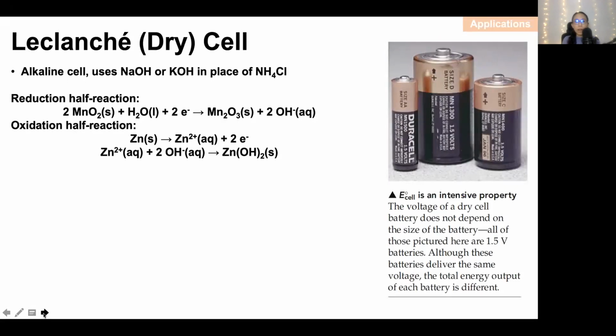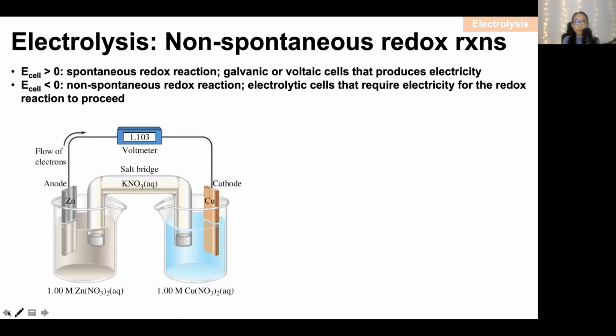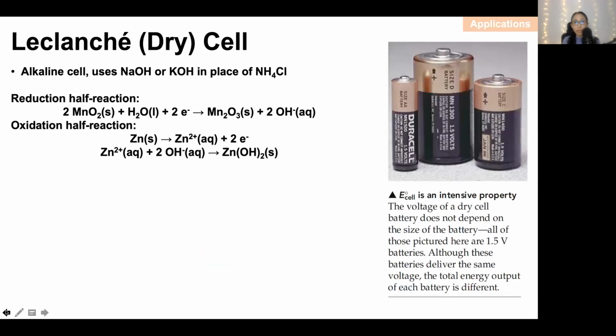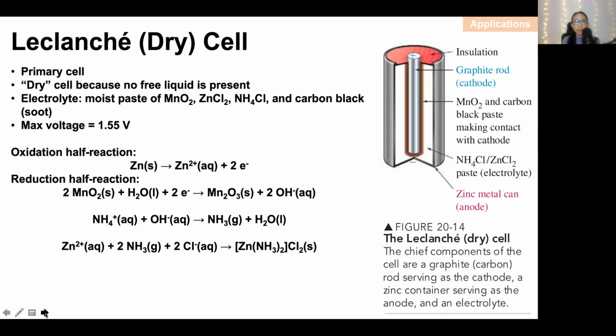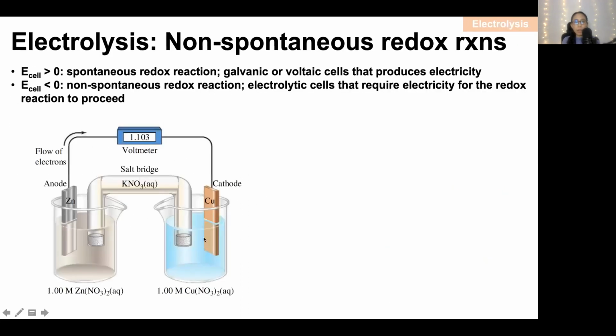Okay, so that will be the coverage of the applications of your voltaic cells. And for the next topic, it will be electrolysis, and we will discuss this in the next video.